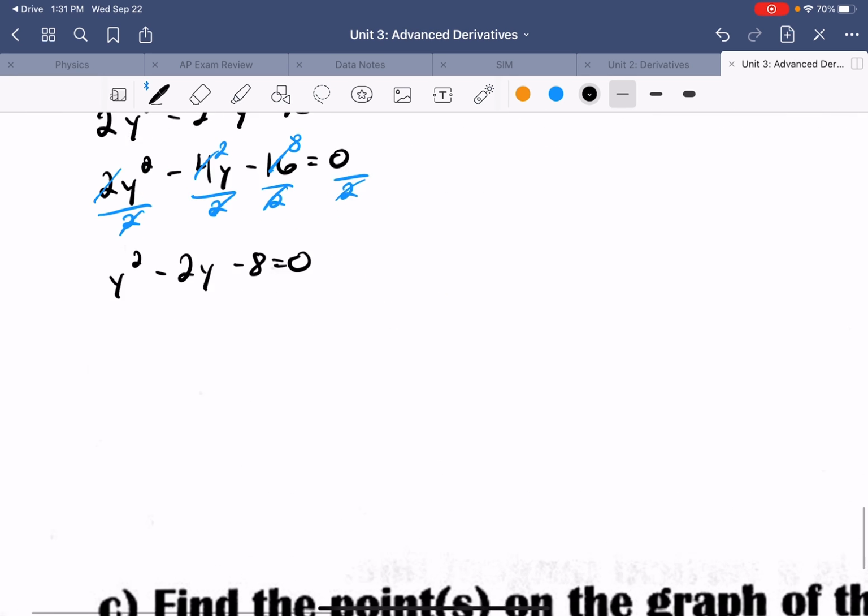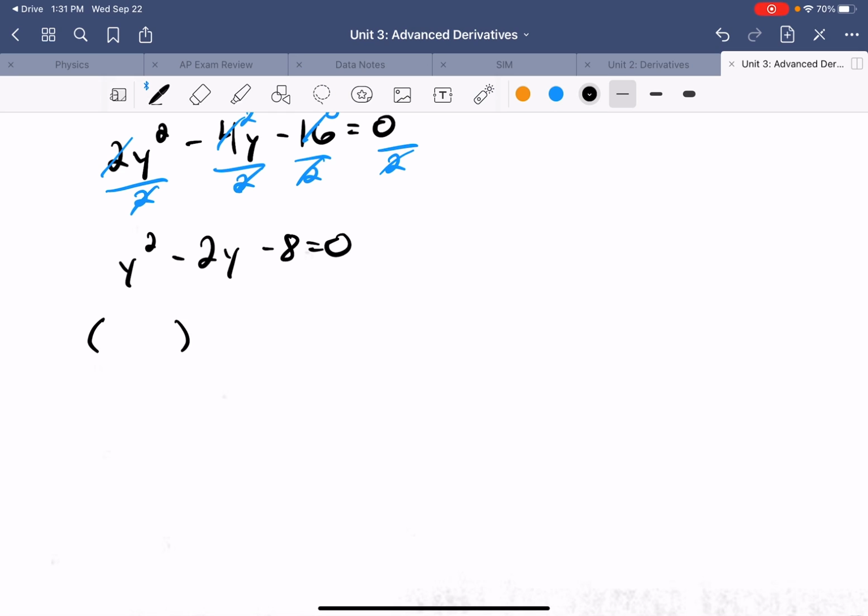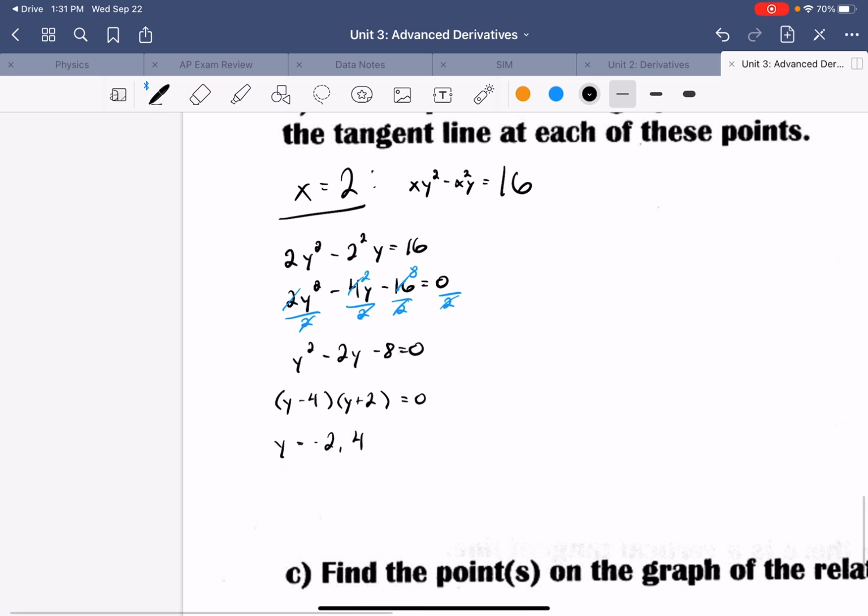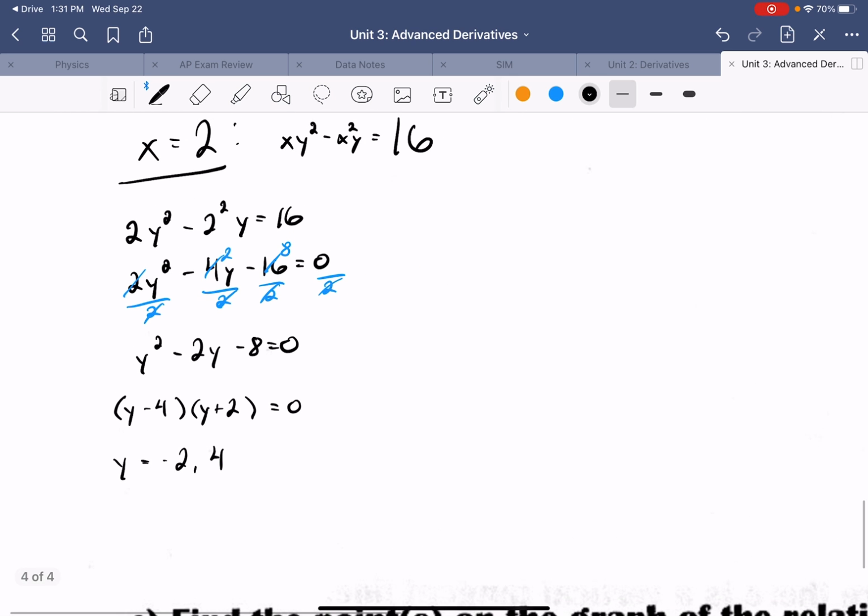So then we can factor. What multiplies to negative 8 but adds to negative 2? That would be a negative 4 and a positive 2. That means that I have y is equal to negative 2 and 4 as answers. Or at least we could say possible answers. Just kidding, these are answers. So the x coordinate for both of these is 2. So I get (2, negative 2), and then also (2, positive 4).